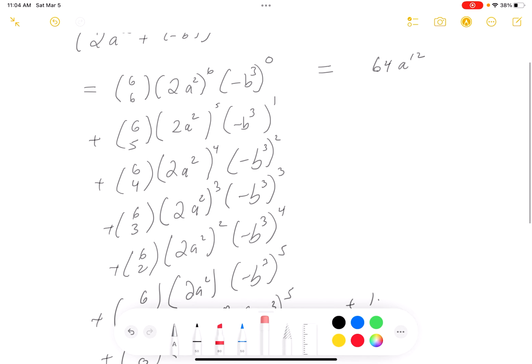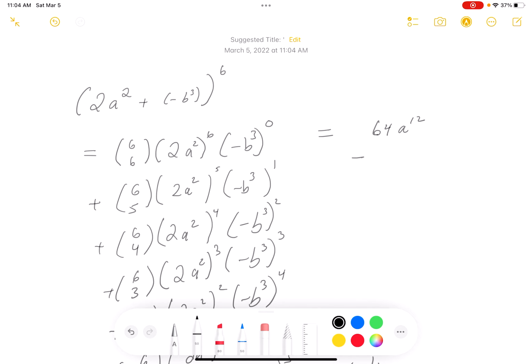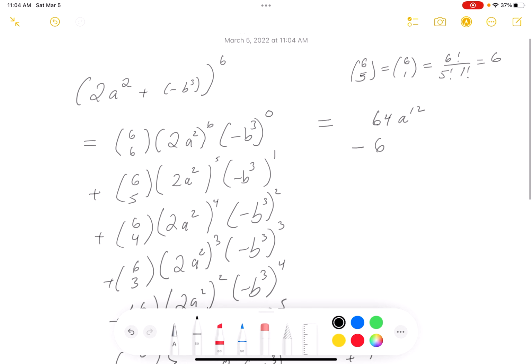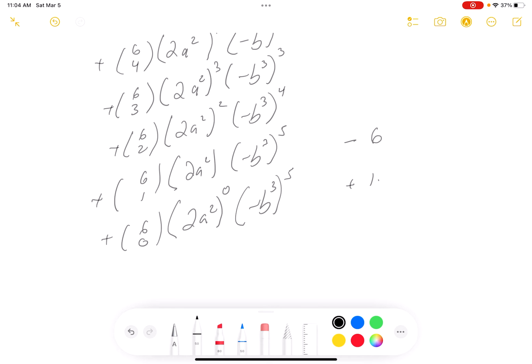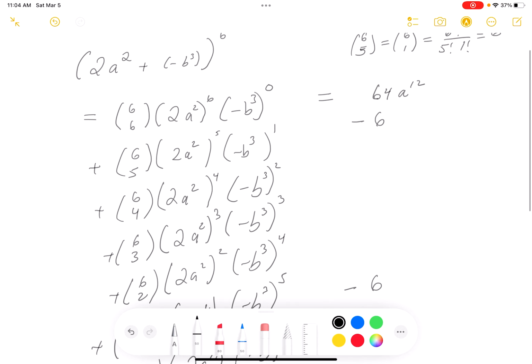Let's do the next one. That's clearly going to be minus. But I got to do 6, 5. And, certainly I'm going to say over time you'll get faster at this, but I'm going to write down 6, 5. And by the way, 6, 5 is the same thing as 6, 1. That's 6 factorial over 5 factorial, 1 factorial. Well, if you want to simplify that, you just get the number 6. So I'm going to write this over here. Now, as I do that, I'm going to do this one over here, too. I'm going to write this thing down as minus 6. All right? Now, if you're wondering where the minus sign's coming from, it's that minus b cubed being raised to the 5th power.